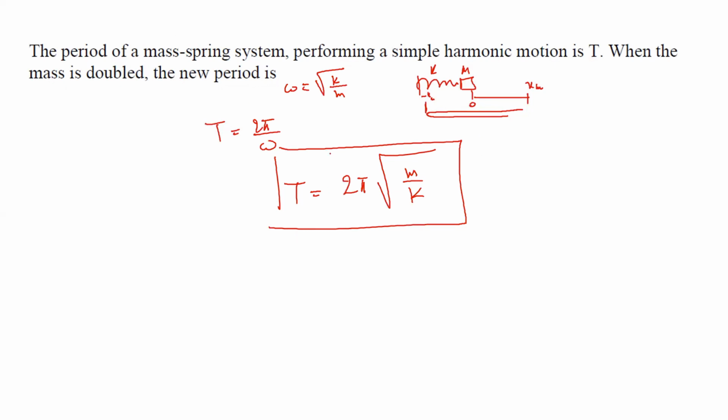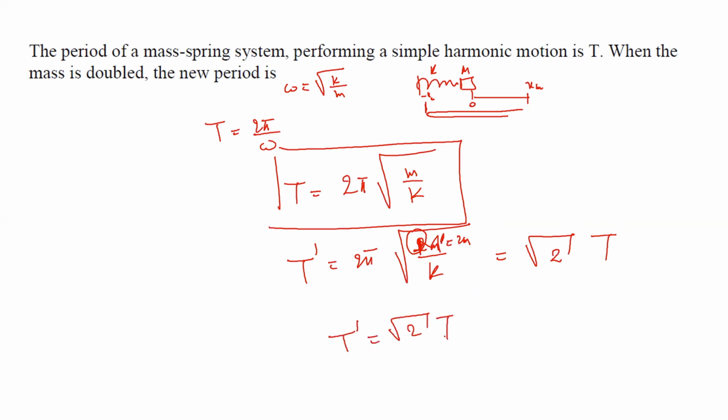Now, if I double the mass, T prime will be the same thing, but now the mass will be 2 times M and the same K. So I will multiply the old period by square root of 2. This 2 here was not appearing before. Let me call the new mass M prime, with M prime equal to 2M. So T prime is just square root of 2 times T.